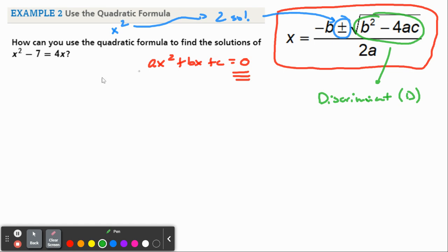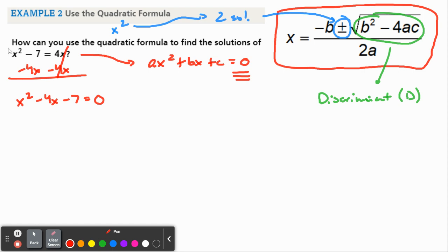Okay, so let's use this quadratic formula to find the solutions to this quadratic equation. The first thing is, notice it doesn't say equals 0. We need to make it look like the standard form. So I need to bring that 4x to the left-hand side. It's a positive 4x, so I'm going to subtract it on both sides. Putting the left-hand side in standard form, x squared minus 4x minus 7 equals, and these cancel, and you get 0 on the right-hand side.